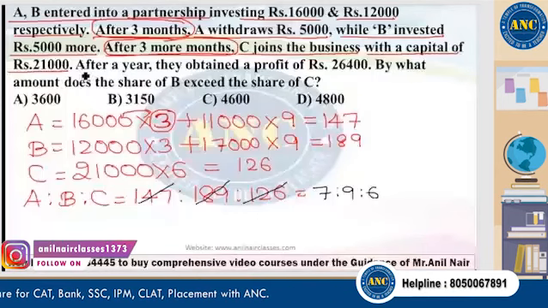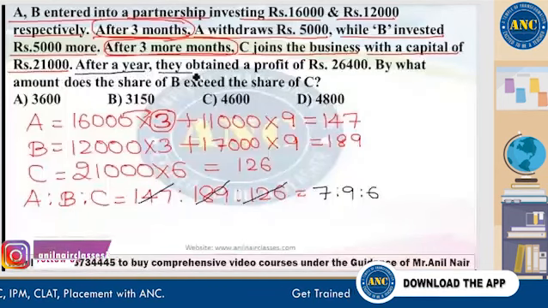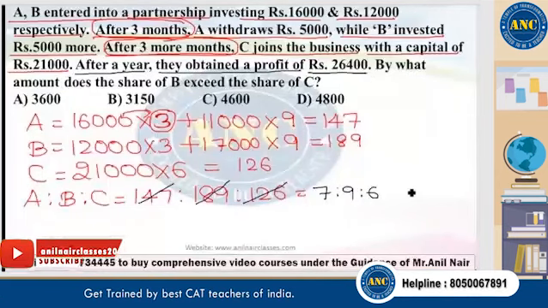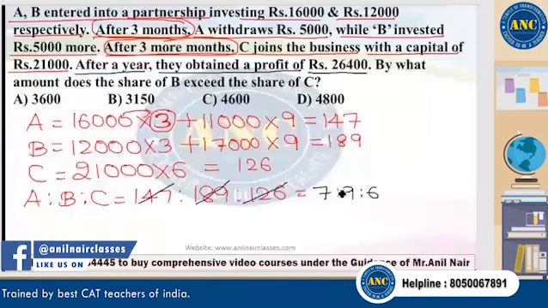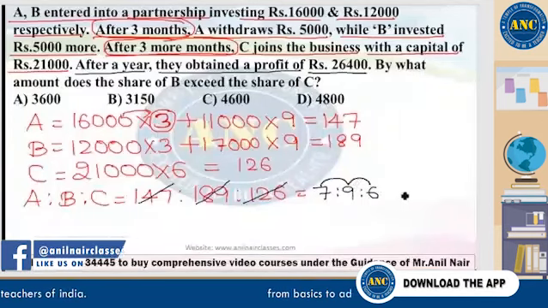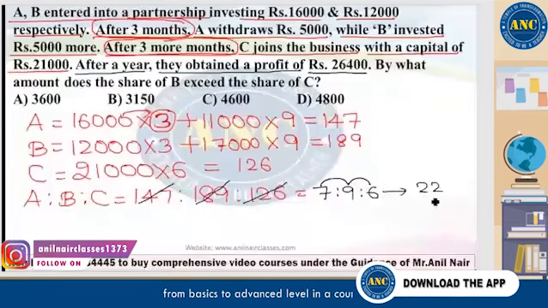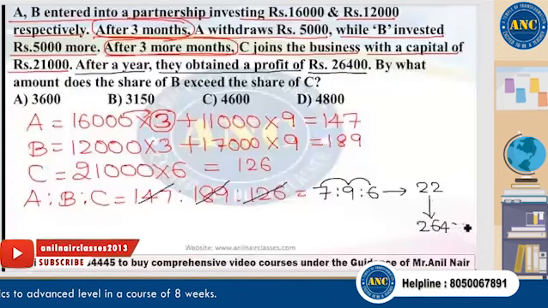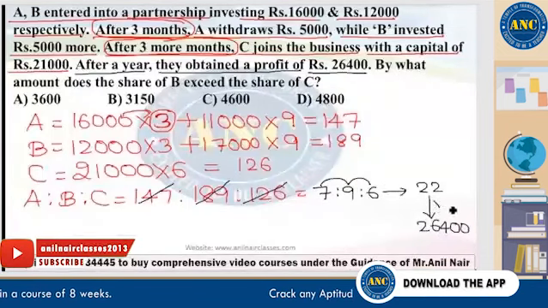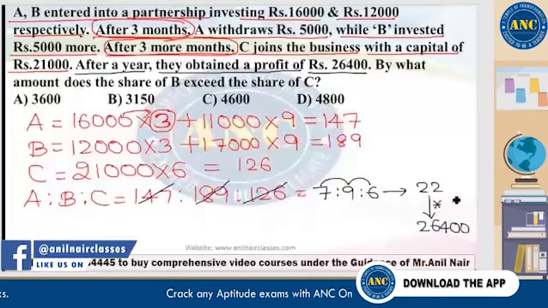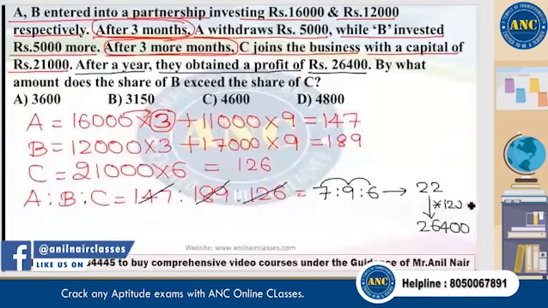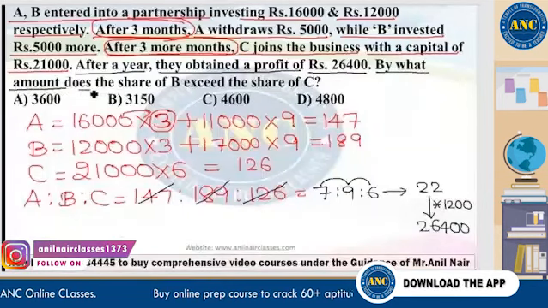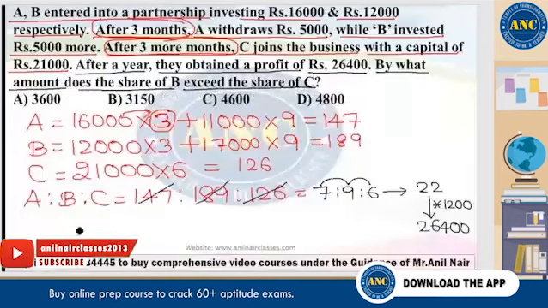Now according to the ratio, let me read the next statement, sir. After a year they obtained a profit of 26,400. According to the ratio, total profit is 7 plus 9 is 16, 16 plus 6 is 22. According to ratio, it is 22. According to question, it is 26,400. 22 into which number is 264? 22 into 12 is 264, followed by 2 zeros. What is your question? By what amount does the share of B exceed the share of C?